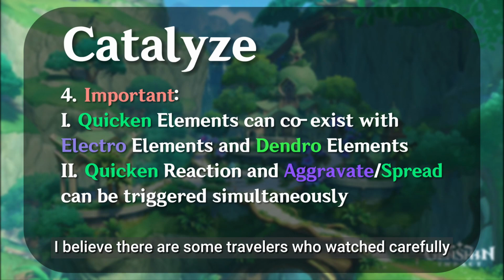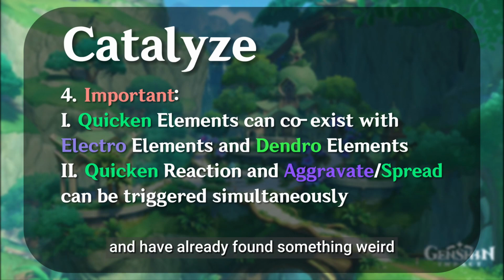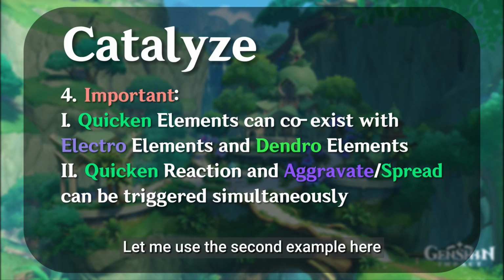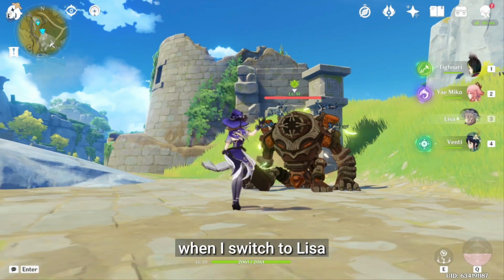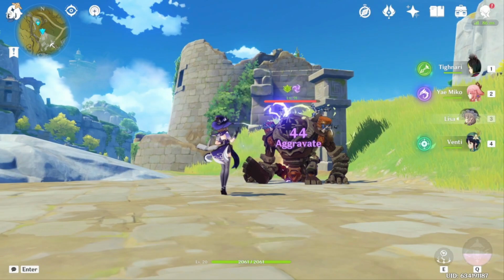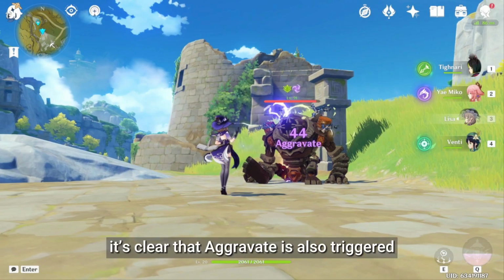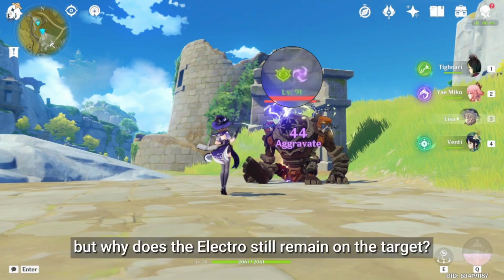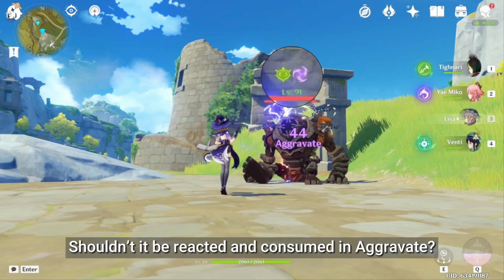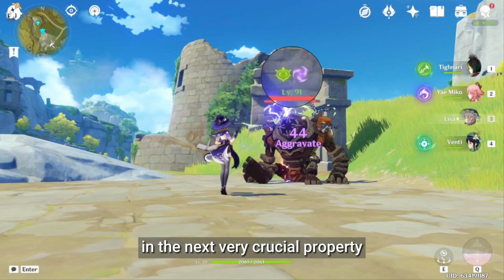I believe there are some travelers who watch carefully and have already found something weird in the previous two examples. Let me use the second example here. When I switch Lisa to apply additional Electro, it's clear that Aggravate is also triggered. But why does the Electro still remain on the target? Shouldn't it be reacted and consumed in Aggravate? The questions will be answered in the next very crucial property.